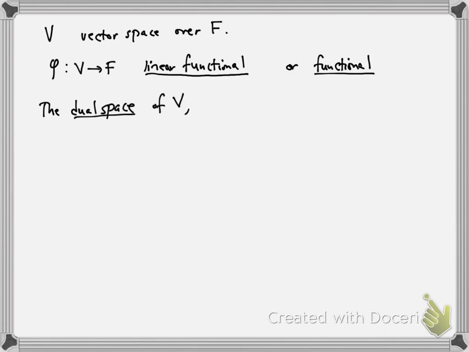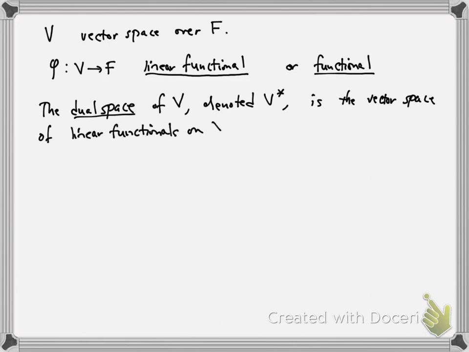The dual space of the vector space V is denoted V star. This is the vector space of linear functionals on the space V. So in Hom notation, V star is just the F-linear homomorphisms from V to F.